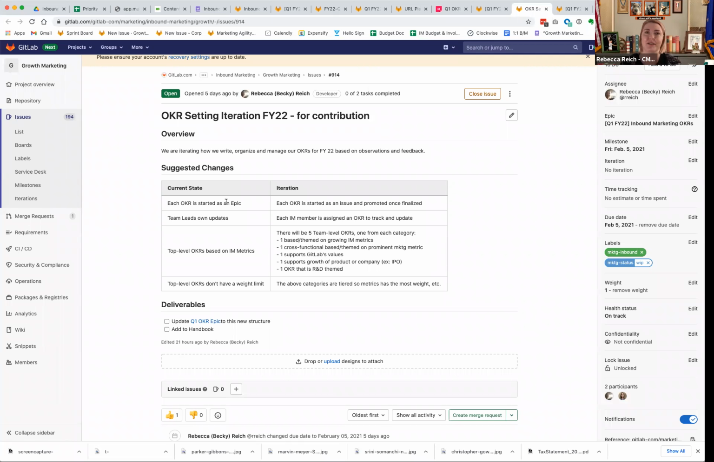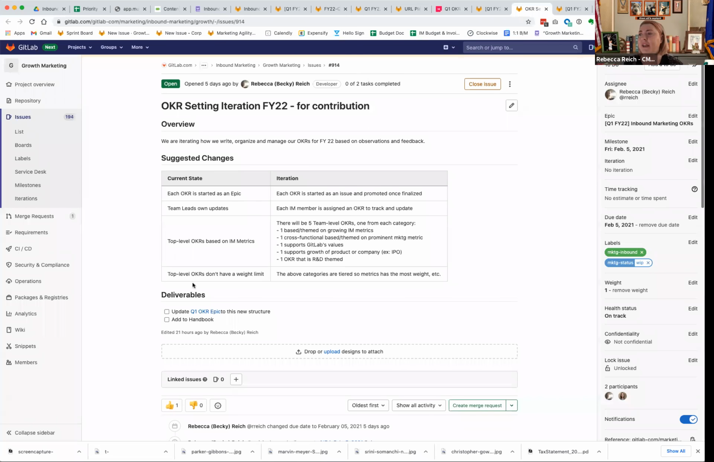So that's why we wanted to leave it in the description as opposed to having individual epics that were nested. And then top level OKRs didn't have a weight limit. When I say top level OKRs, those are the ones that Danielle sets. So the above categories are tiered so that the metrics have the most weight.